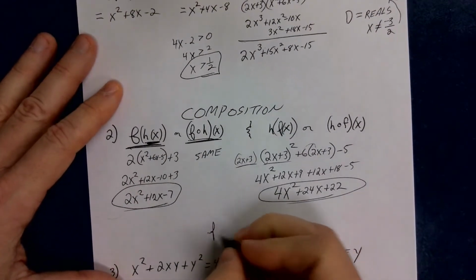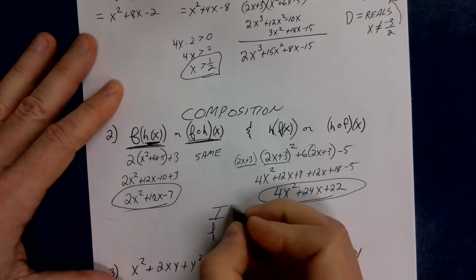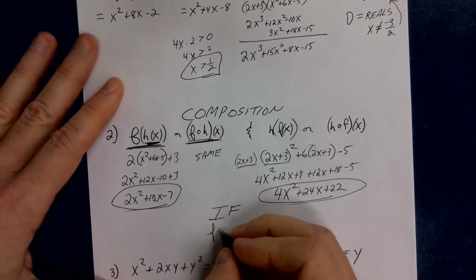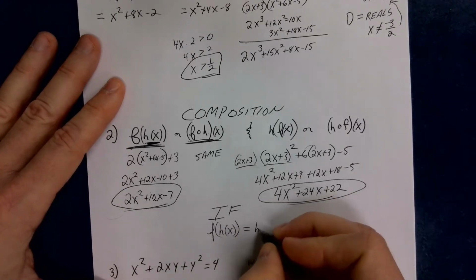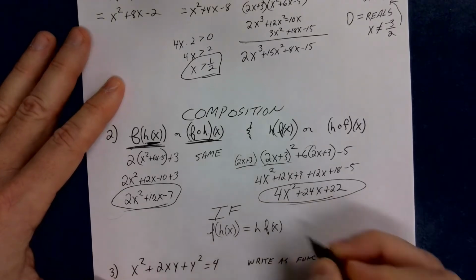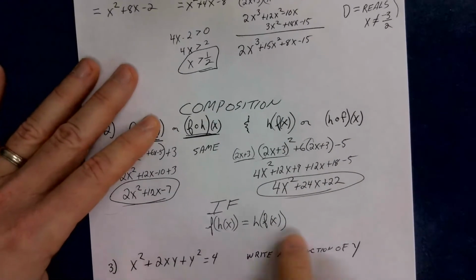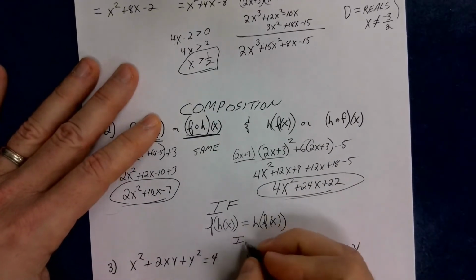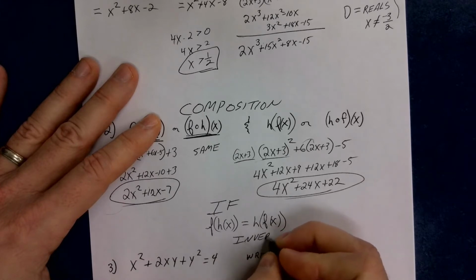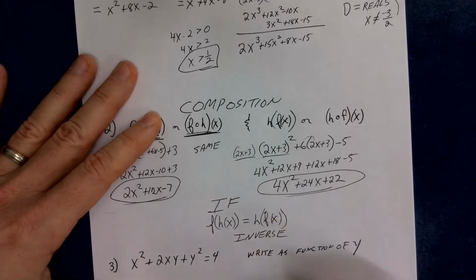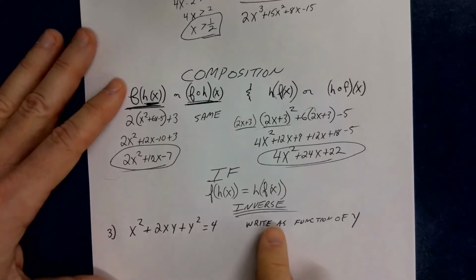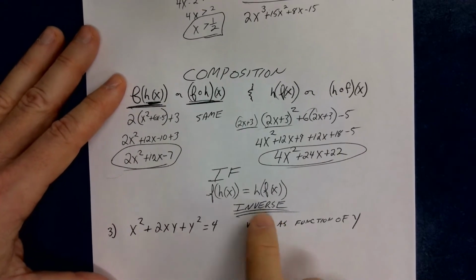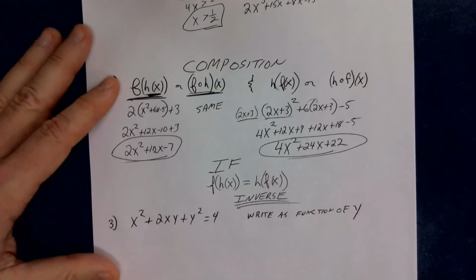However, if f of h of x did equal h of f of x, if that was true, then those two functions would be called inverse functions, and we'll talk about that again in another unit, especially when we're doing exponentials and logarithms. But that will be a key property later on in this course too.